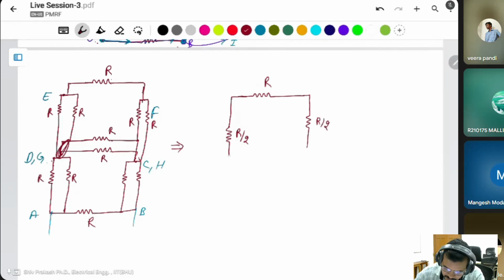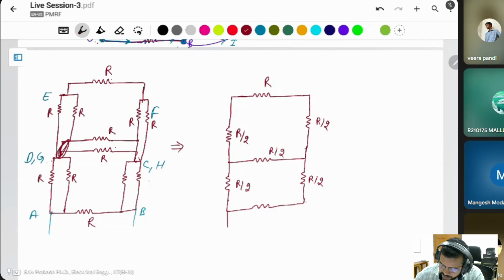Then two resistances are here, so also R by 2. Then this is also two resistances, R by 2. This is two resistances, R by 2. There is a single resistance here, terminals A and B.